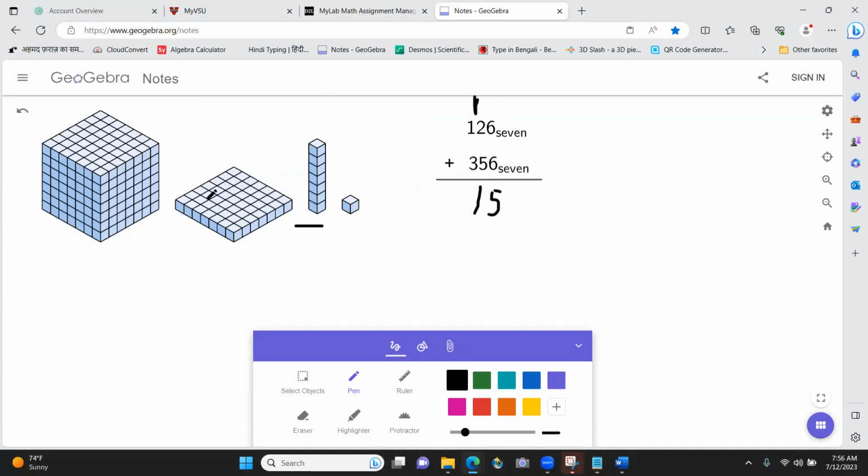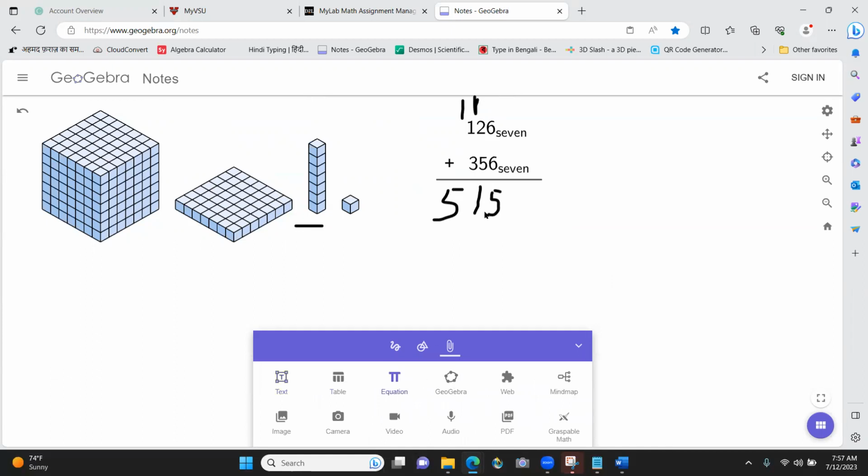Okay, I'm going to take 7 of the rods. I'm going to get one of these. Okay, 3, 4, 5. That's the answer. Now that's the explanation. That's the answer. Let me write it down nicely. And of course, I'm going to check the answer in case I messed up.